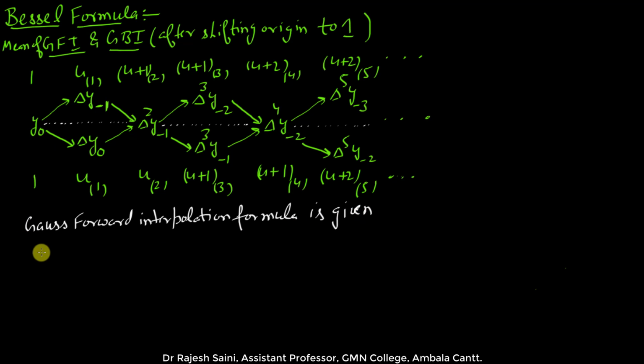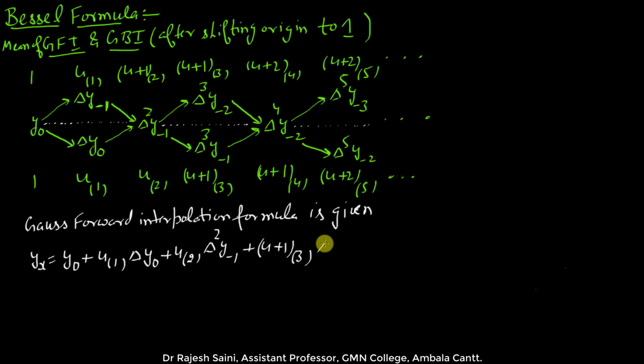Please write: y_x is equal to y naught plus u subscript 1 delta y naught plus u subscript 2 delta square y minus 1 plus (u plus 1) subscript 3 delta cube y minus 1 plus (u plus 1) subscript 4 delta 4 y minus 2, and so on. This is the Gauss forward interpolation formula.